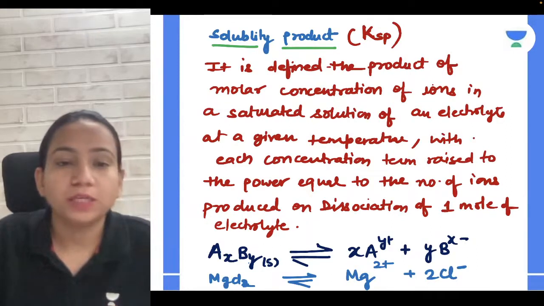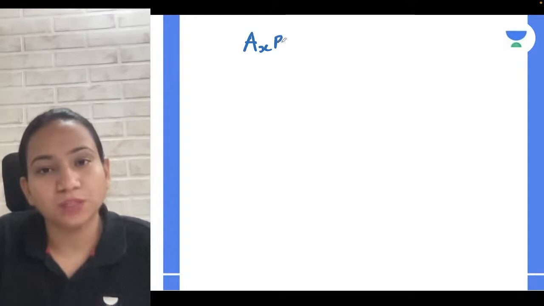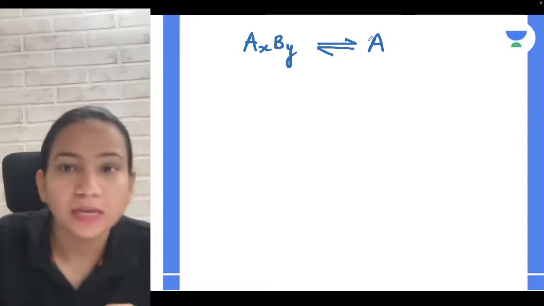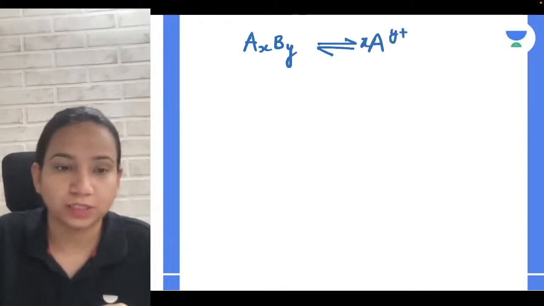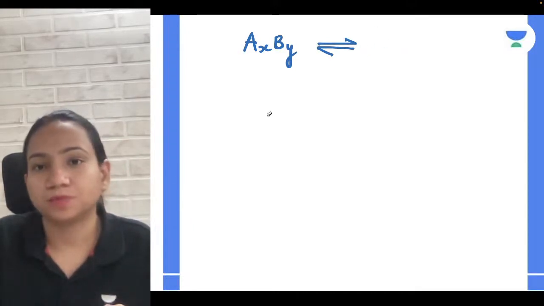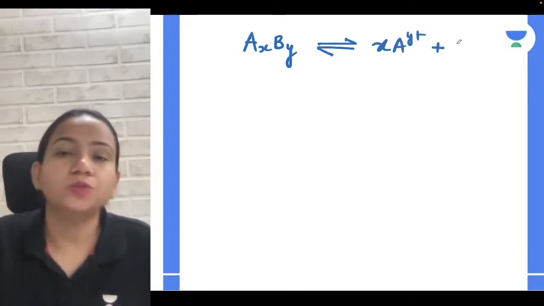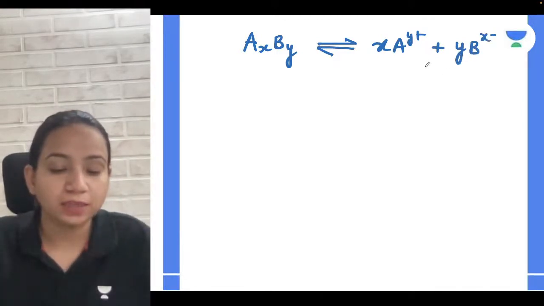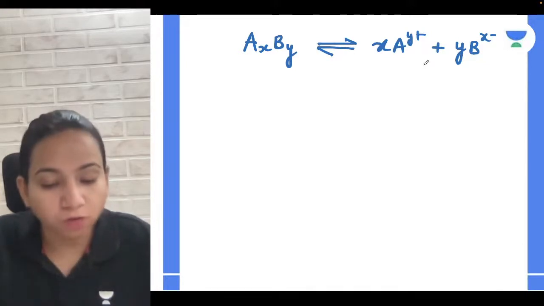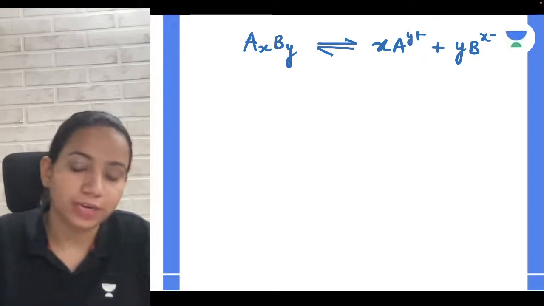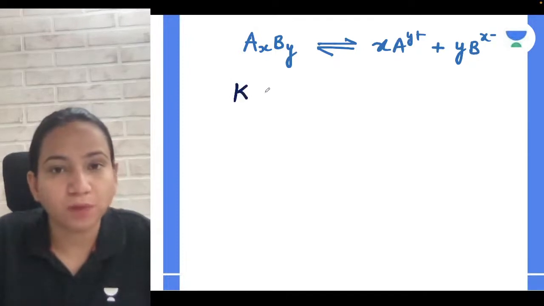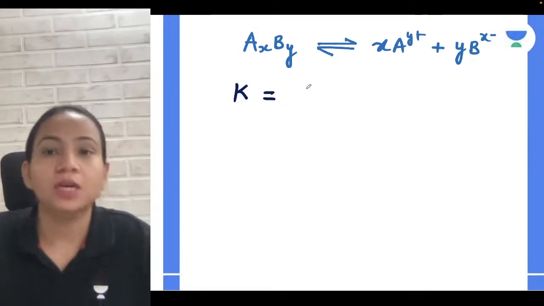So what we can understand is that if I have an electrolyte AxBy, it will dissociate as xA^(y+) plus yB^(x-). Very good. So applying the law of mass action, can you write the equilibrium constant for this electrolyte? By applying the law of mass action, the equilibrium constant for this reaction, we can write what?